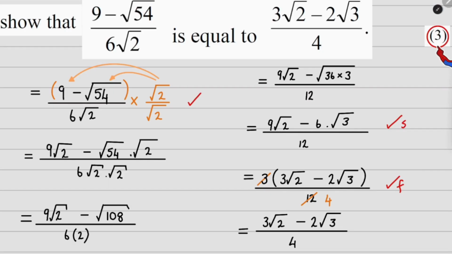And your 3 marks in this question, 1 will come from multiplying by that root 2 over root 2. The next will come from simplifying this mess into this pretty little thing. The 3rd mark comes from your factorization. And you don't get marks for this because they gave it to you.